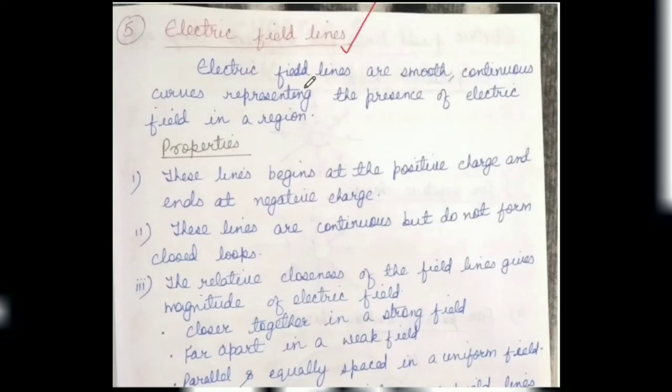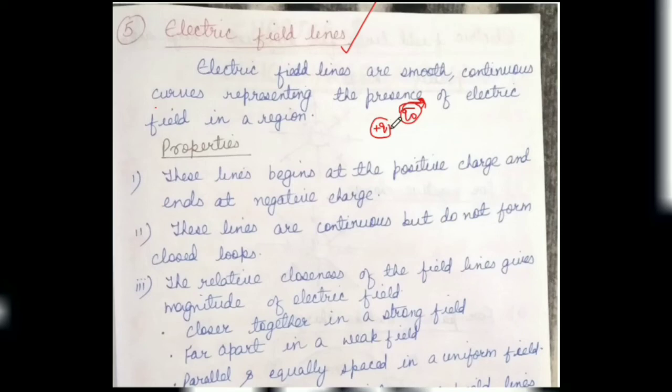Question number 5. Electric field lines are pictorial representation of electric field. Suppose there is a charge plus Q, and due to this charge there is an electric field around this charge, but what is the direction of the electric field, what is the magnitude of the electric field, we don't know. So electric field lines are just a pictorial representation of that electric field. Suppose you put a test charge at this point. In whatever direction this test charge is moving, that is the direction of the electric field. So the path followed by this test charge is nothing but the electric field lines.